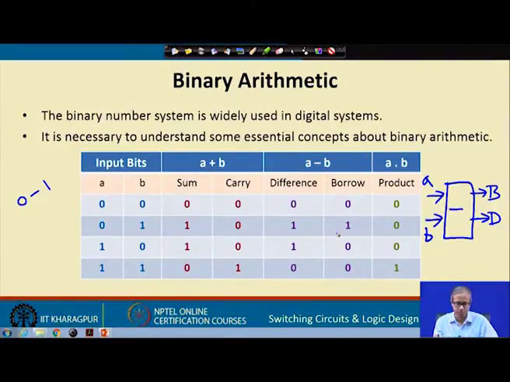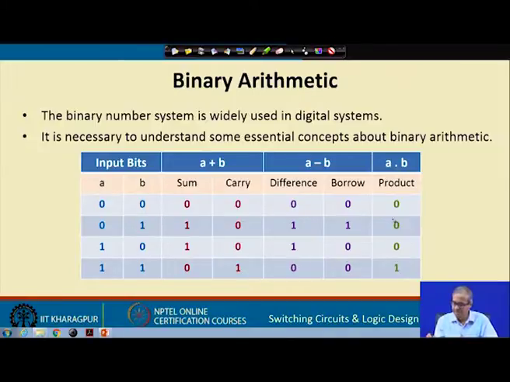This is the rule of subtraction in binary: when you are subtracting 1 from a 0, you will have to take a borrow from the previous stage. So, the difference will be 1, and also because you have taken a borrow, the borrow will also be 1. But if you subtract 0 from 1, the result will be 1. So, difference is 1, borrow is 0. If you subtract 1 from 1, the result is 0. So, it is 0.